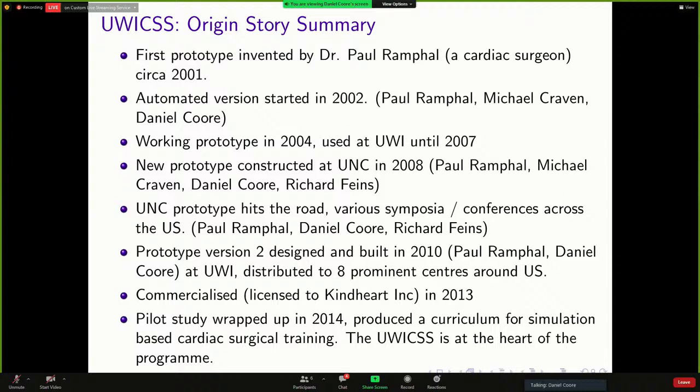The pilot study with those 8 institutions wrapped up in around 2014-15, and it produced a curriculum for simulation-based cardiac surgical training. And our simulator is at the heart of that program, no pun intended. It wasn't the only simulator used, but it took up maybe 40% of the time allocated to training.